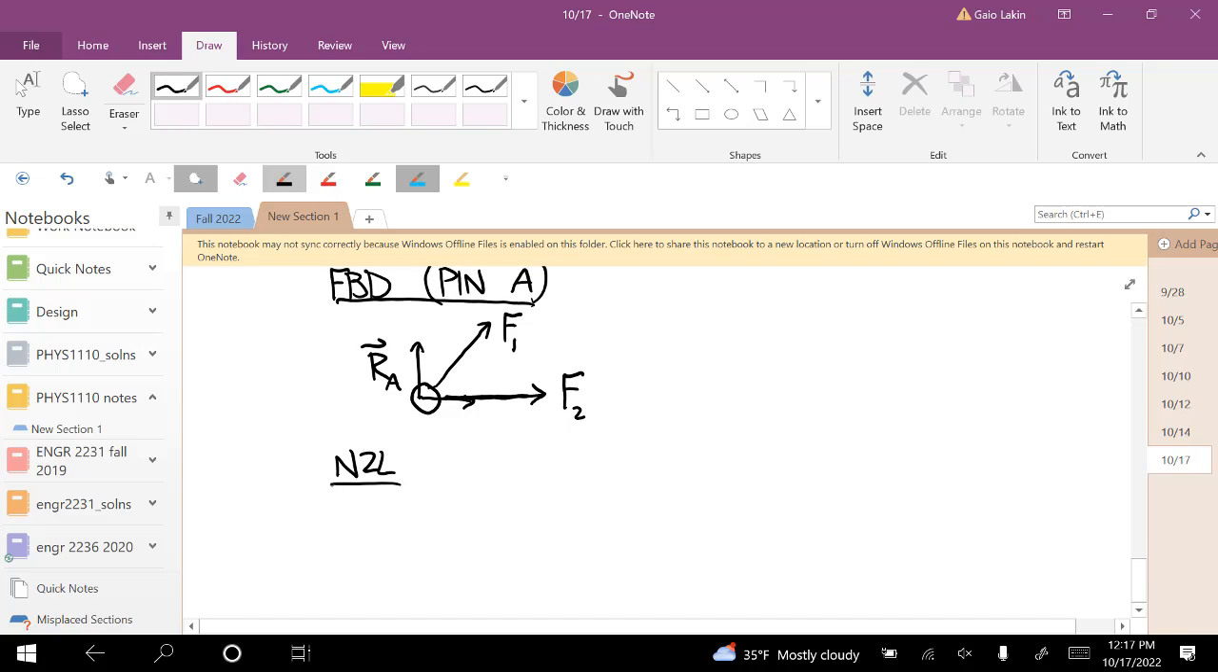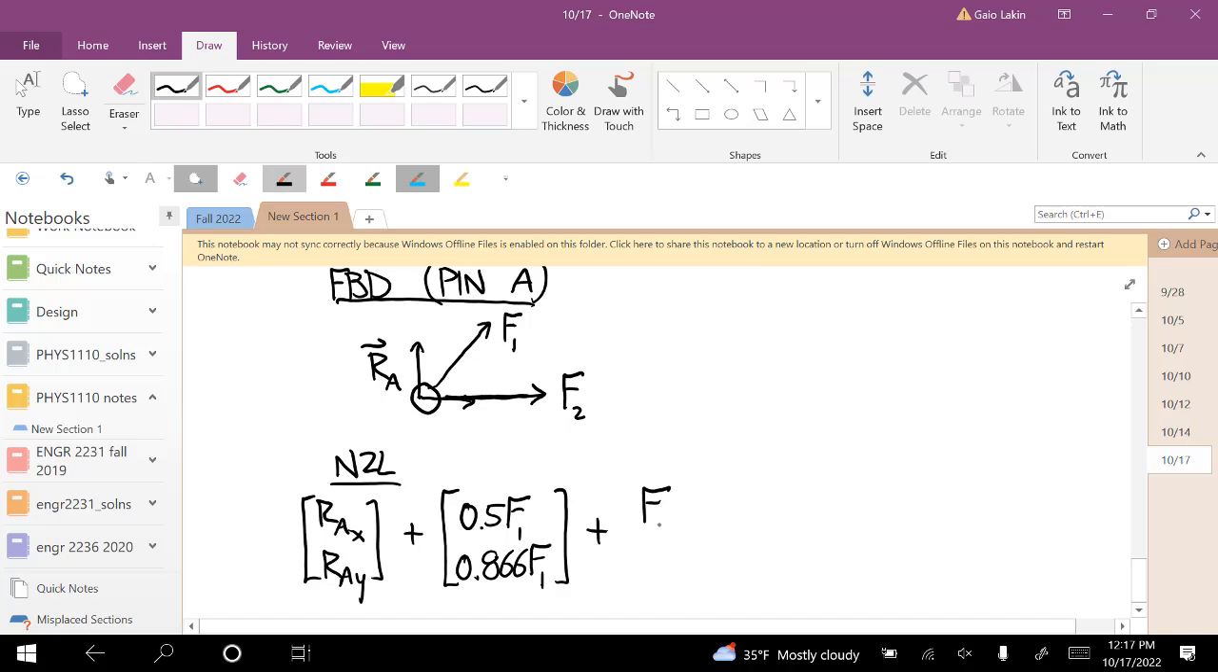Okay, so Newton's second law says RAX, RAY plus, these are all 60-degree angles, so this is 0.5 F1, 0.866 F1. That's cosine and sine of 60 degrees. And then F2 is in the positive x direction, so F2, 0. And that's equal to zeros. Those are our first two equations.